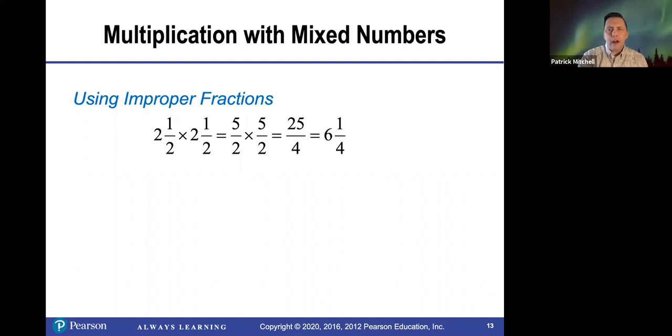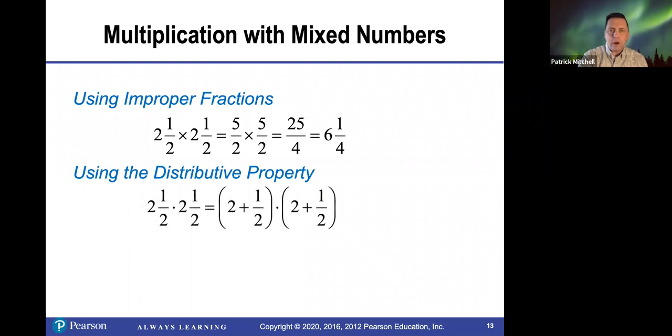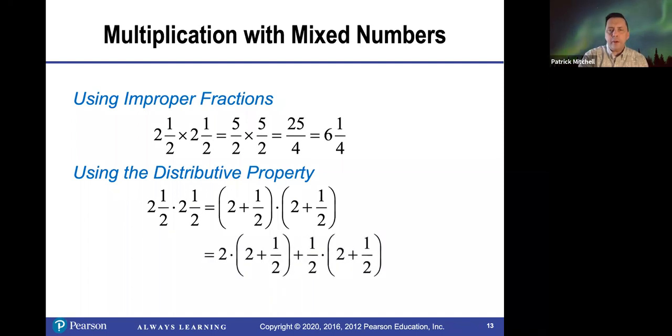I would probably not recommend doing it this other way, but it is neat to see that it works. And that's using the distributive property. So if you think of 2 1/2 as 2 plus 1/2, then you can distribute, and that gives you the same answer.